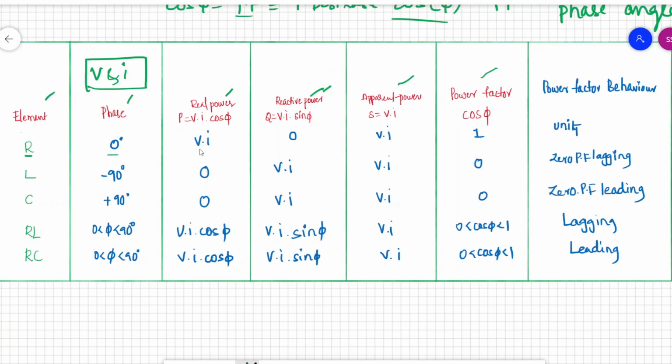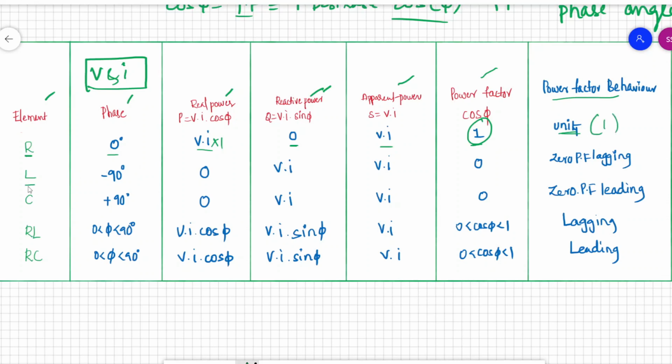What is the real power for resistive loads? That is V into I, because cos phi will be 1, cos 0 is 1. And what is reactive power? There is no reactive power consumed by a resistor. And apparent power is just the voltage across the resistor into the current through the resistor, and power factor is 1. This is the only element in electrical engineering that has unity power factor without any corrections. And what is the behavior of power factor? That is unity, 1.